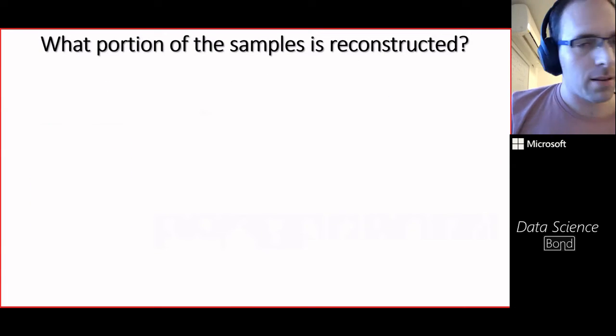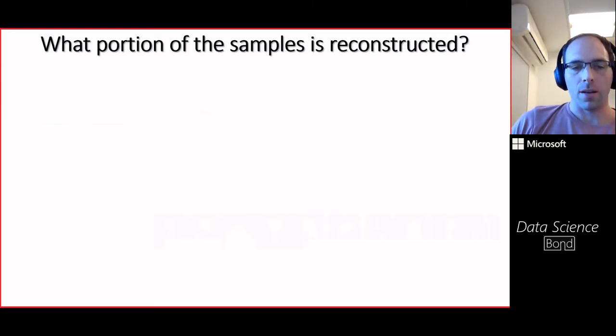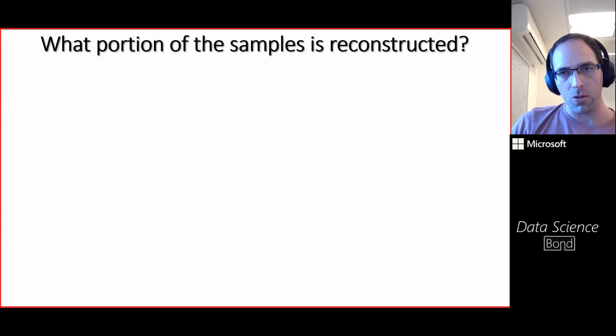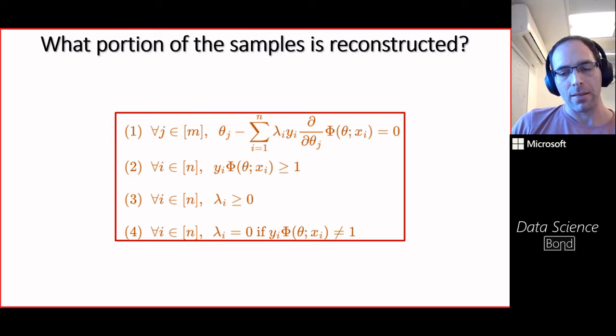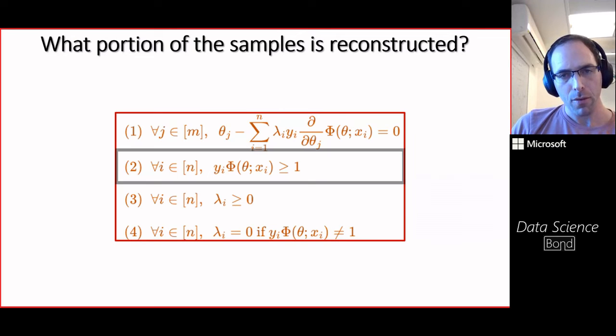So I want to end. The last part is a nice analysis showing the relation of our empirical evidence to the theory. You can ask what portion of the samples can be reconstructed. Is it all the training set? Is it part of it? So let's get back to the equations and see some properties.